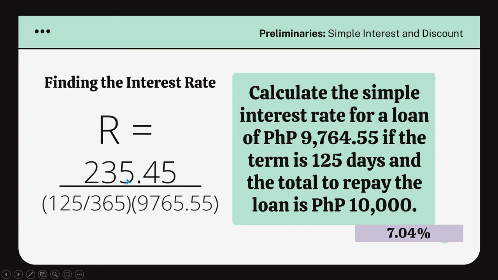There we go. So in finding the interest rate, unless indicated, we will always use the exact method. And if we're talking about exact method, this concerns when days are involved in our time. And of course, again, for exact method, it's always going to be 365. Okay? So when we do that, we will get 7.04%.